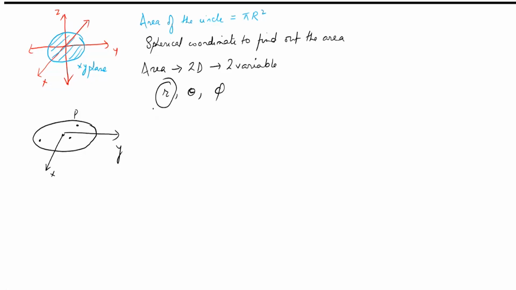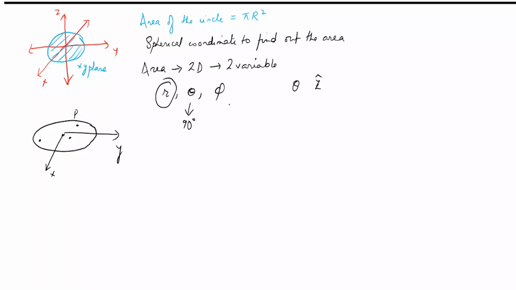Theta is constant, sir, because theta is the angle with the z axis. Since it is in the xy plane, what is the value of theta here? 90 degrees. Very good. So this is 90 degrees.